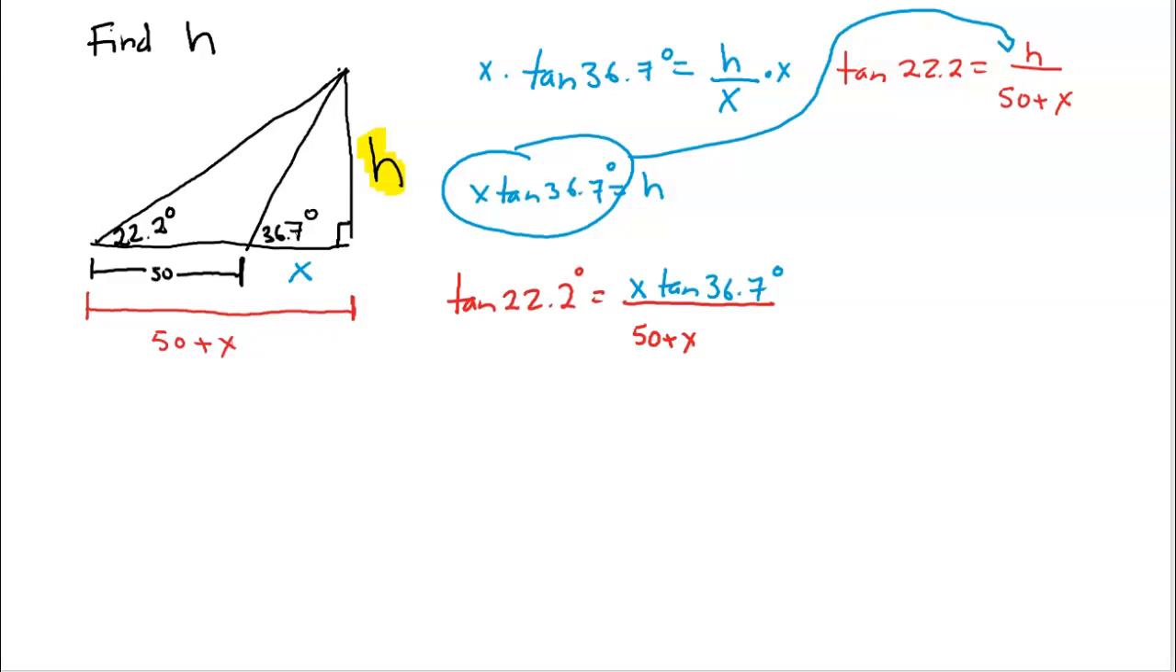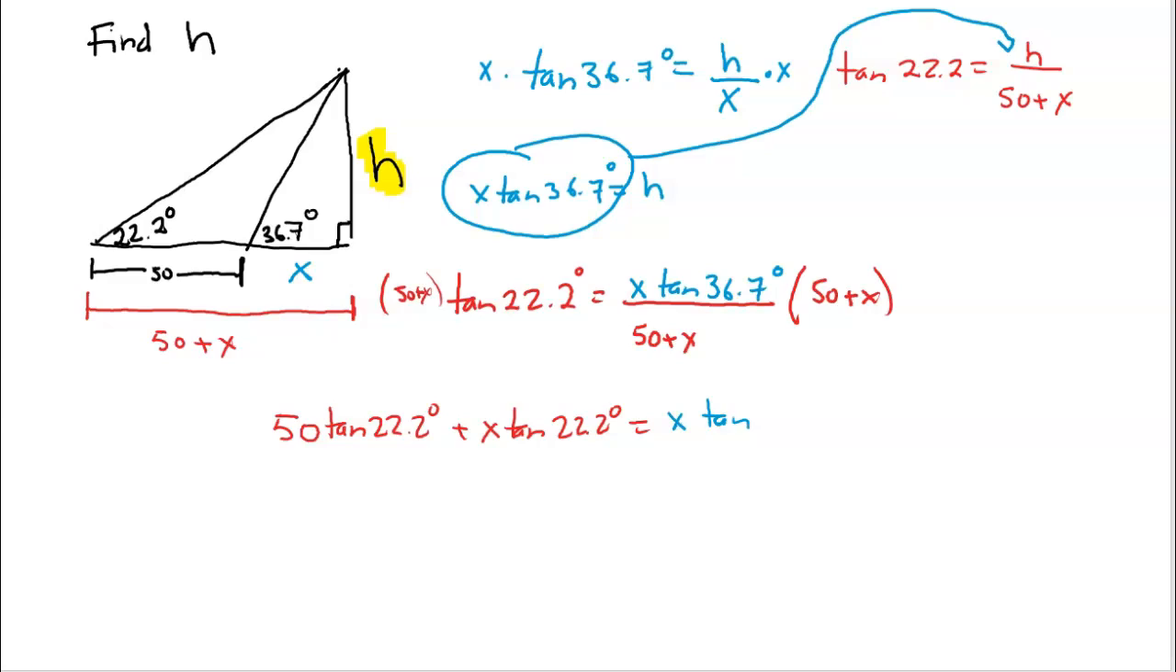So now what I have to do is get my 50 plus x out of my denominator. So let's multiply both sides by 50 plus x. Now, if you remember from logs, we had to distribute our logs to everything. We're going to do the same thing here. We have to distribute the tan to everything. So this is 50 times the tangent of 22.2 degrees plus x times the tangent of 22.2 degrees is equal to, and again, I'm still going to try to color coordinate this, x times the tangent of 36.7.